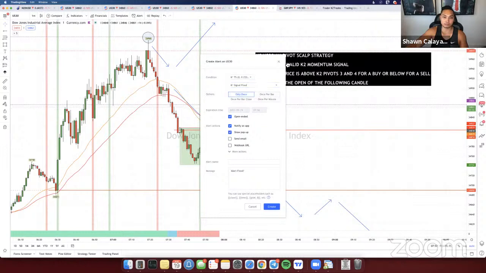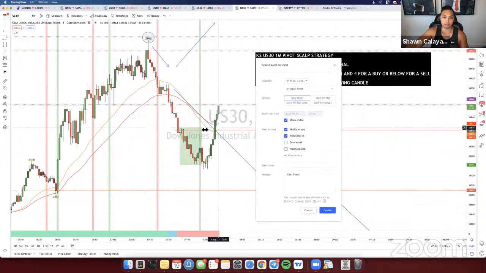And then if you want it to let you know every time it comes, even though it's not valid, or if it hasn't closed, just click once per bar right here. If you want it only if it closes, so for example, if it stays on the chart, then change it to once per bar close. And then down here, you can put K2 momentum alert, and then the time frame. Because this is the 1 minute, you can put 1 minute there. And then every time a signal comes up on the 1 minute, it'll give you an alert.